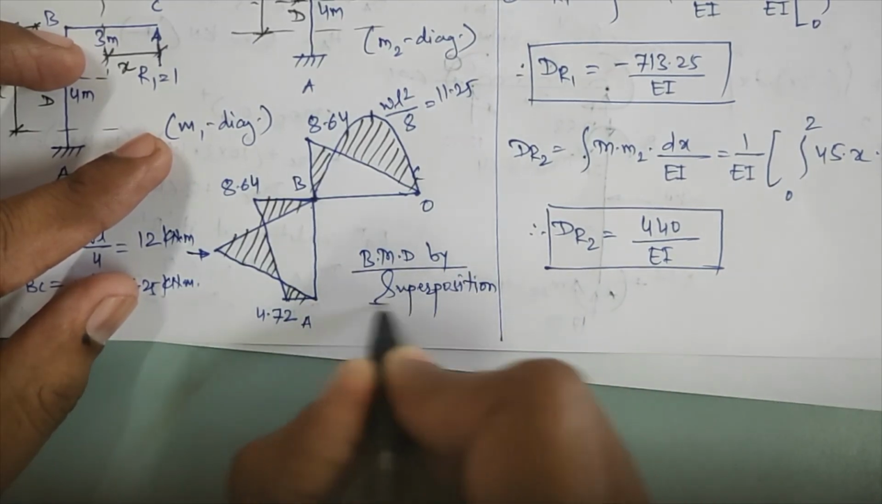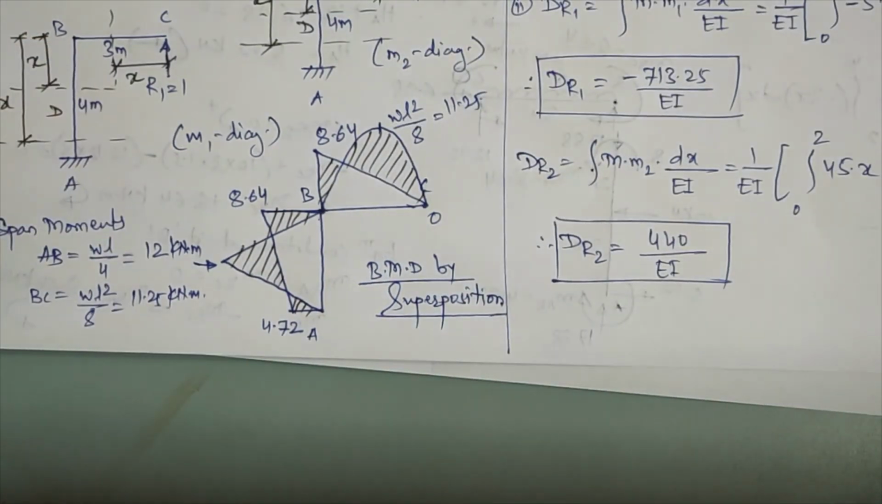I hope you have understood this bending moment diagram by superposition. If it is asked in the numerical that you have to draw the bending moment diagram by superposition, then you can plot this. If it is not asked you, then you can plot the plane BMD also. That will be also okay to you. So here this numerical will be getting concluded.